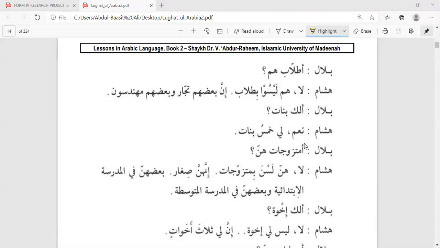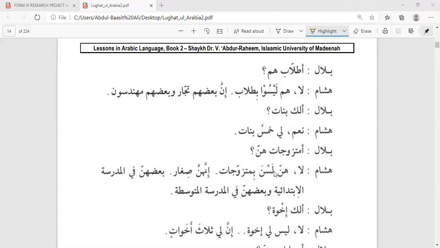It is used to ask a question, right? To start a question, all right? And the word mutazawwijatun is a person who is married. The plural of that is simply, you take out the ta marbuta at the end, you add the aleph and you open ta maftuha. So we get mutazawwijatun, all right? So amutazawwijatun hunna, are they married?